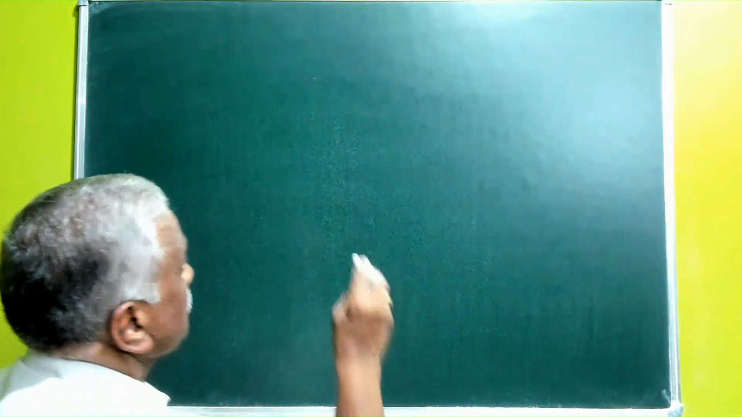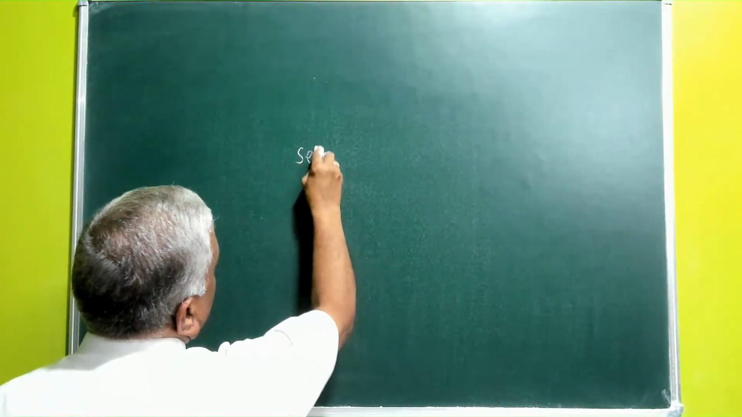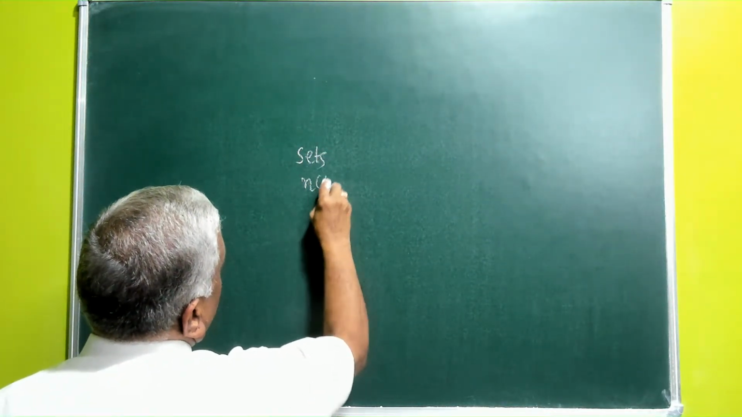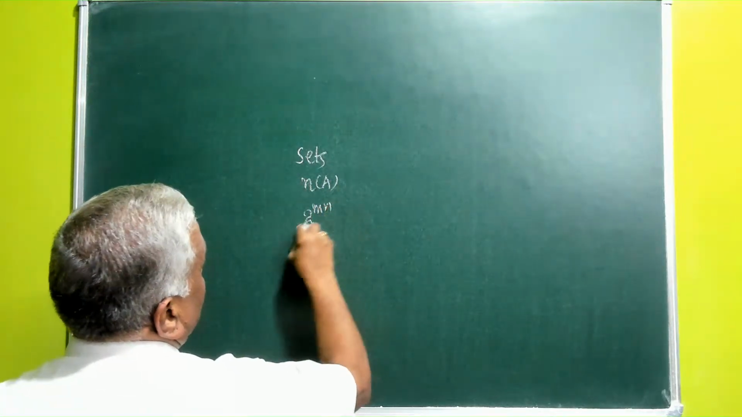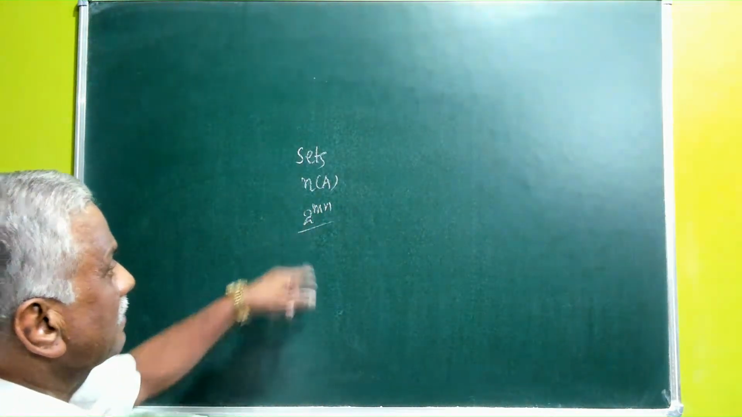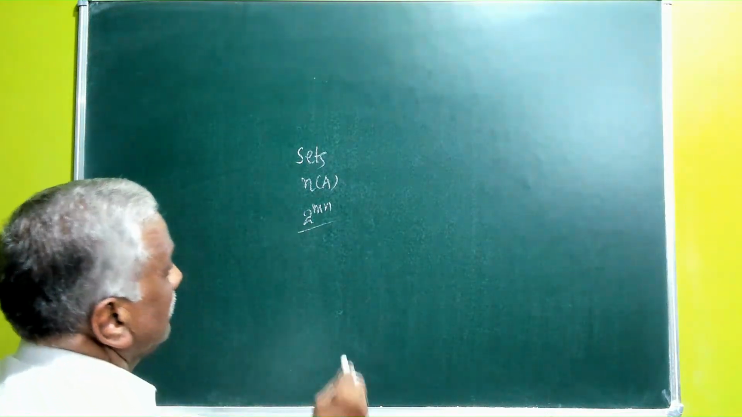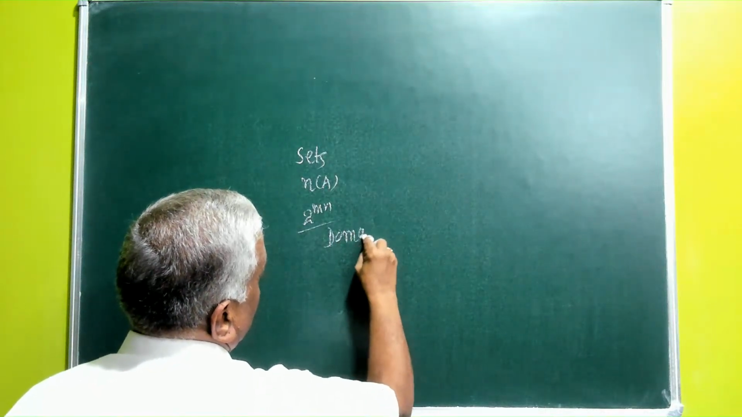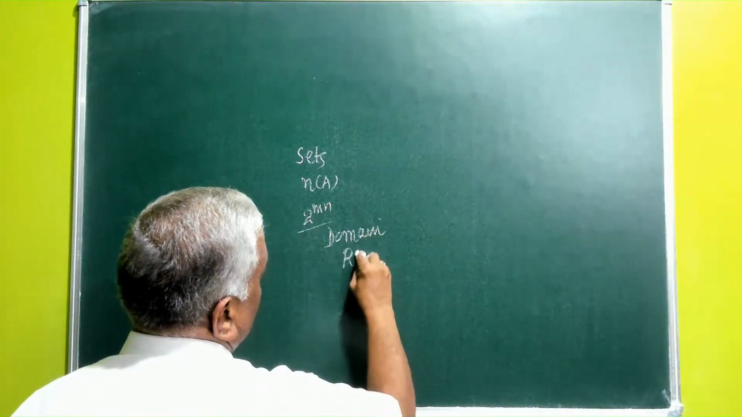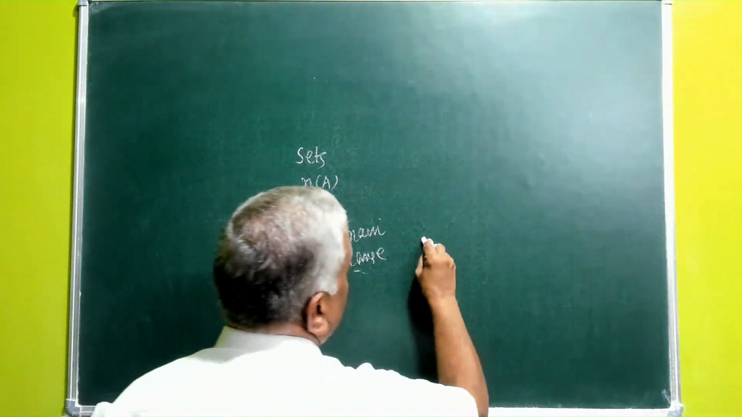So let me summarize what we have done today. We have discussed about sets. We have discussed about number of elements of a set. We have discussed about 2 to the power of mn. What is that number of subsets of a given set? And how many relations can be defined from that? And we also discussed about domain and range. And we have discussed about function.